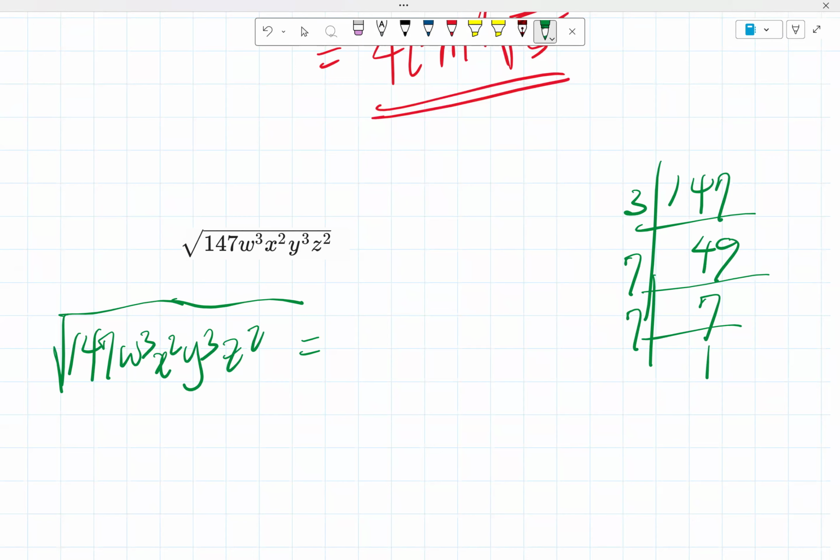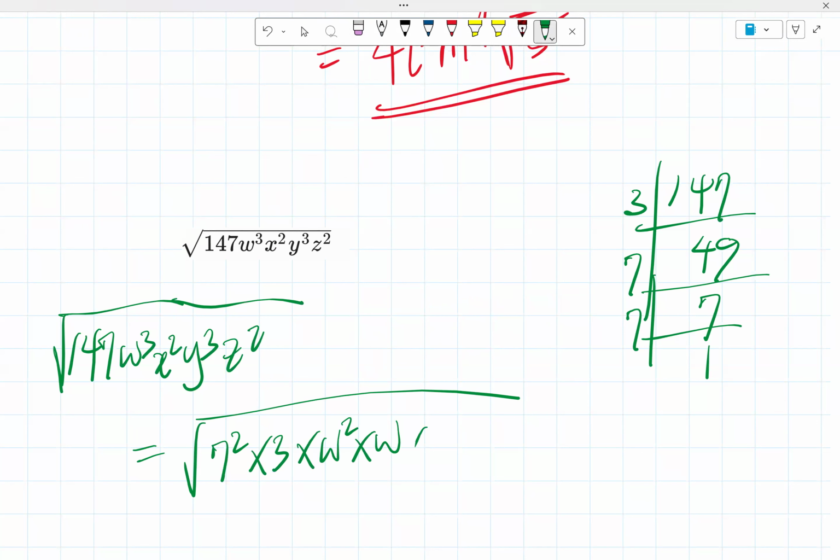So that tells us that this is square root of 7 squared times 3 times W squared times W, because there's W cubed. X squared remains what it is. Then Y cubed, that's Y squared times Y, times Z squared, like that.